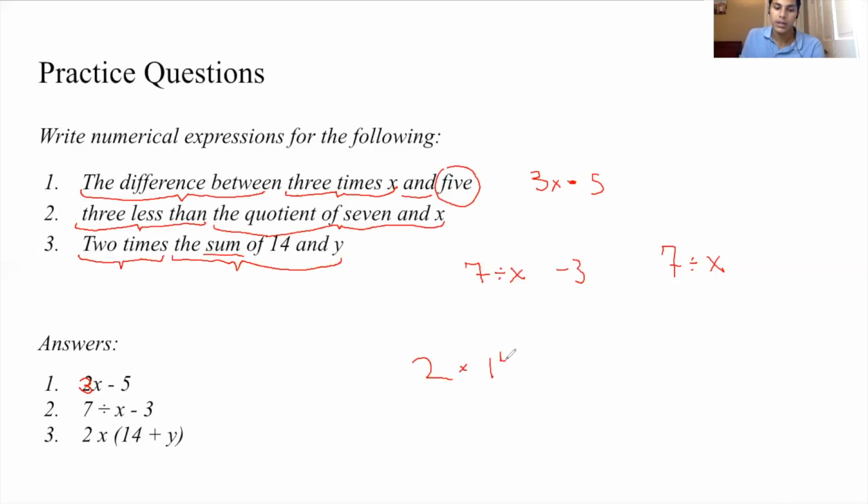So 14 plus y. Now, if you were to leave it like this it would be incorrect, because this would mean 2 times 14 plus y. But we want to multiply 2 by the sum of 14 and y. So 2 times 14 plus y. If we use order of operations, we do this part first, and we don't want that. So again, we need to add parentheses to signal we want to add 14 and y first. So it is 2 times the sum of 14 and y.